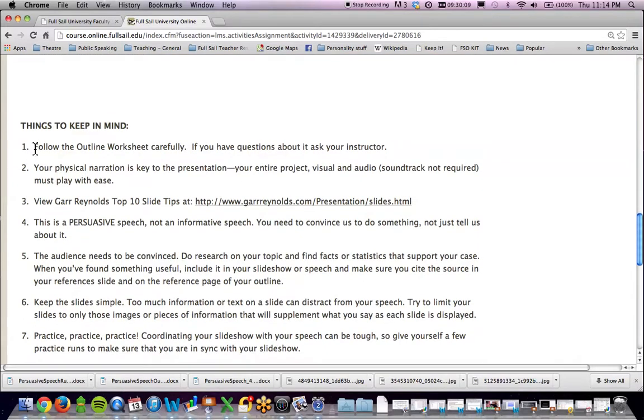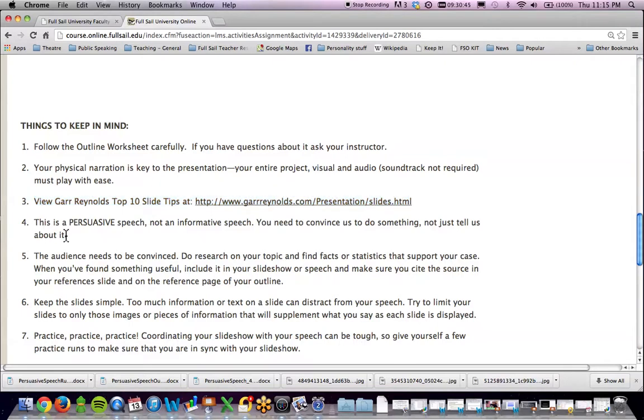Now, things to keep in mind, really do follow the outline worksheet carefully. I'm going to show you where that is in just a second. It's really important. It's exactly what I want you to do. Don't forget to use physical narration. Make sure that your entire project plays with ease. Make sure that you know what happens next. If you don't remember what to do with your slides, there are some tutorials on FSO, but you can also visit Gar Reynolds' Top 10 Slide Tips.